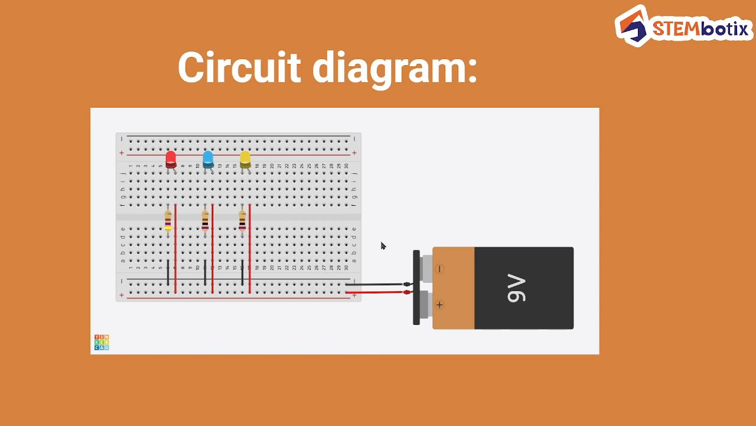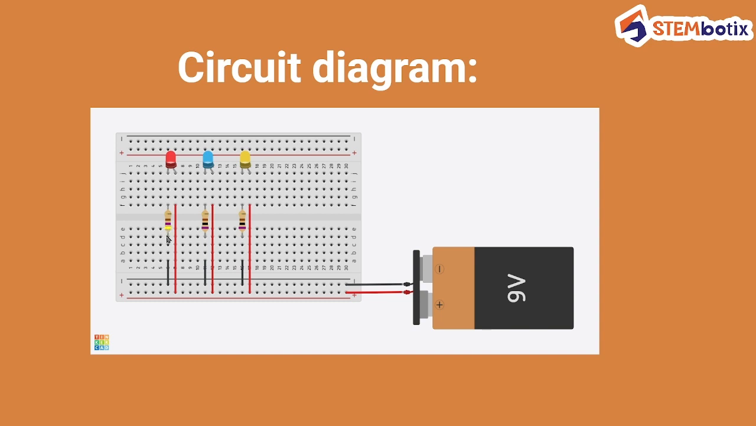First of all, collect all the components and place the battery and breadboard. Now connect the negative of the battery to the negative rail of the breadboard using a black jumper wire, and the positive terminal of the battery to the positive rail of the breadboard using a red jumper wire. Place the red LED, then the blue LED, and then the yellow LED, similar to what is shown in the figure.